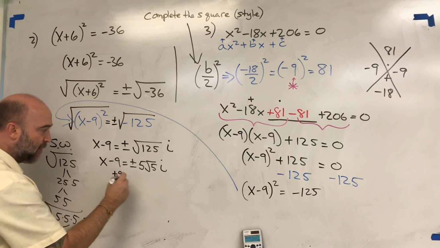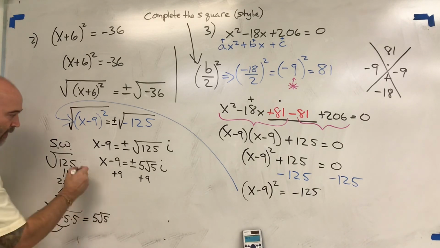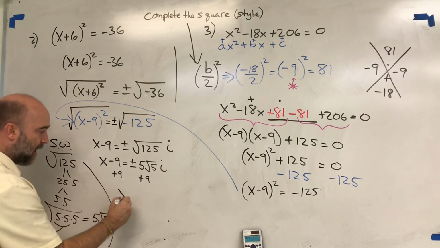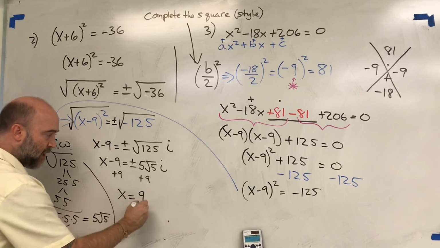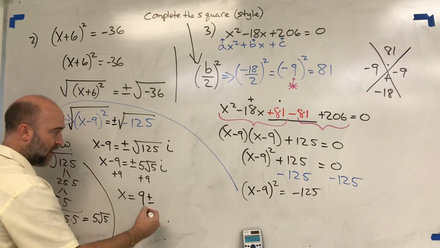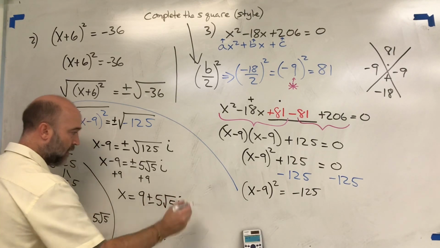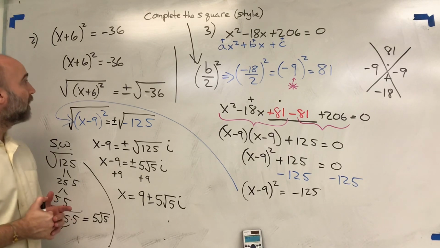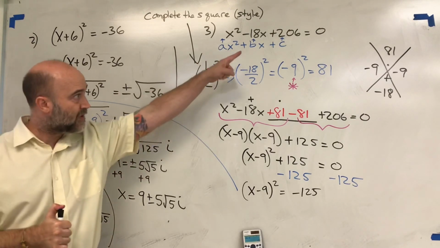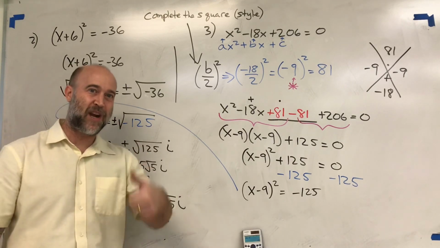Get x by itself, we're almost done. Plus 9, plus 9. And I get x is equal to, remember the real part goes in front, 9 goes in front, plus or minus 5 root 5 i. And that's the original. Everything looks good. Complete the square to solve for x.